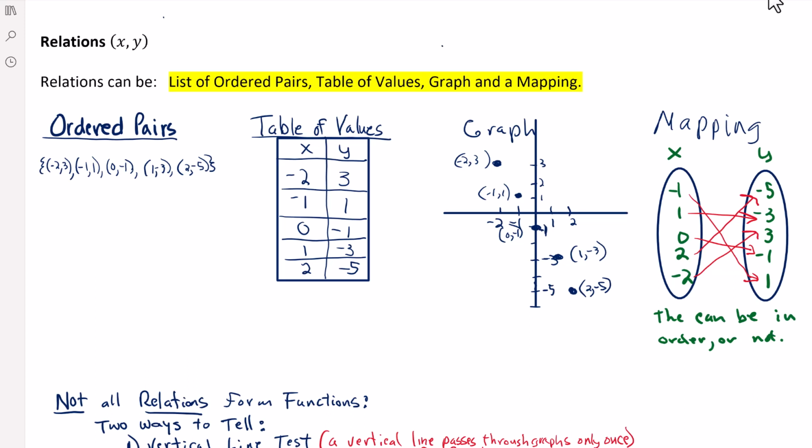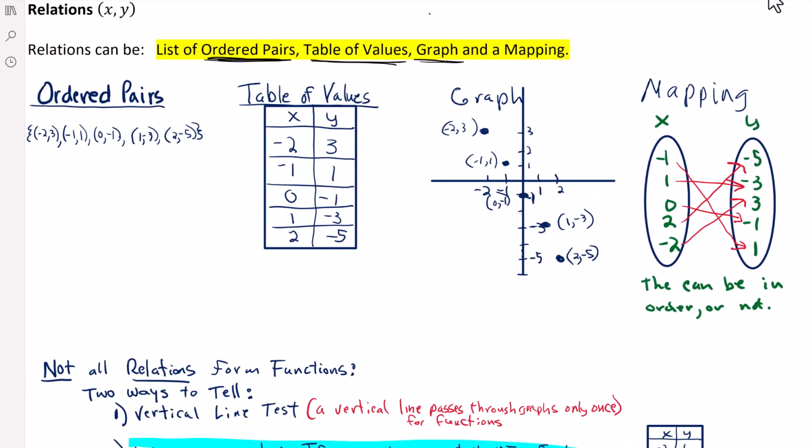Relations can be shown as a grouping of ordered pairs, a table of values, a graph, or a mapping. Here's an example: here's a set of ordered pairs, here's a table of x, y values. Here is a graph. Notice I haven't connected the dots. These are just discrete values. And then here's a mapping. All of these show a relation.